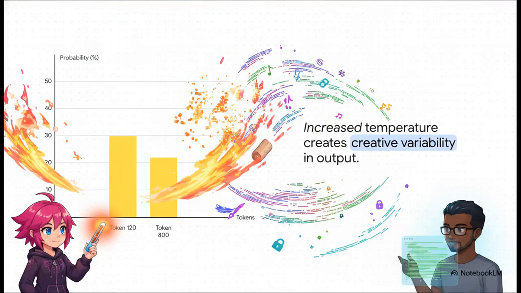And then there's temperature. If you bump that temperature above 0, you're basically introducing creative chaos. At a higher temperature, the model might only have a 30% certainty on outputting the token 120, with a 22% chance of deciding to output 800 instead. That variability is amazing if you're doing creative writing, for sure, but it is exactly why you want to keep your temperature locked tight at 0 for strict, deterministic coding tasks where you need total reliability.